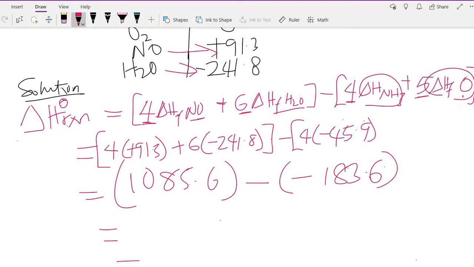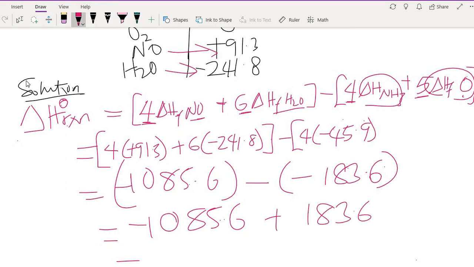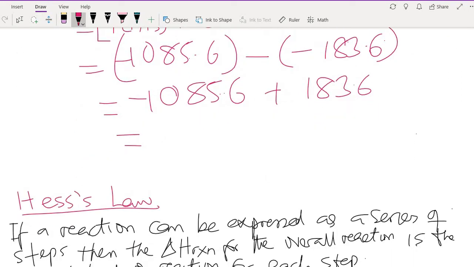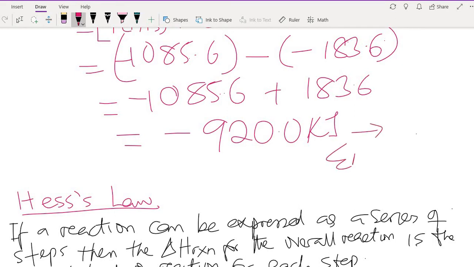So this gives us negative 1085.6 plus 183.6, and we have negative 920.0 kilojoule. This means that our reaction is exothermic.